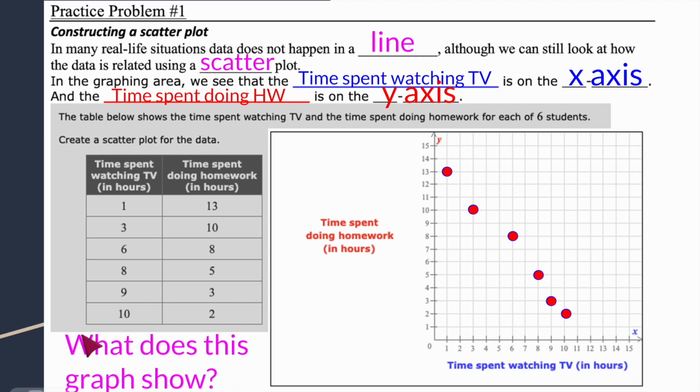And that's the question we just answered. What does this graph show? It just shows us that there's definitely a trend here as far as how our time gets limited from one activity to another.